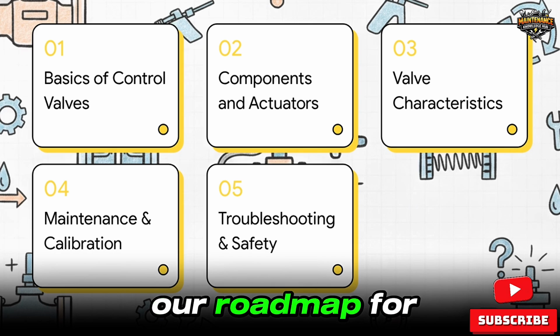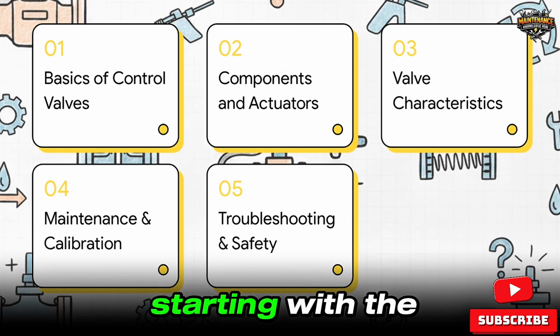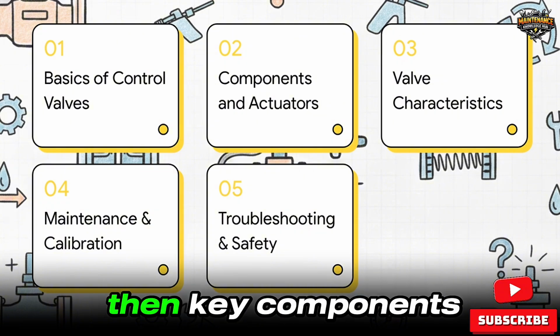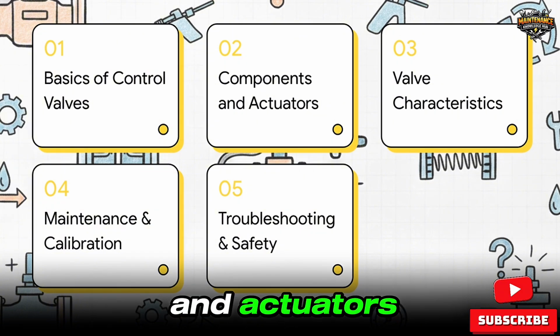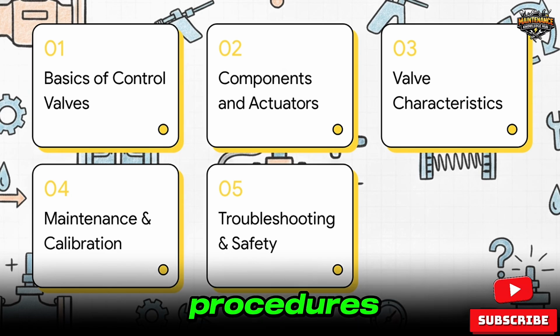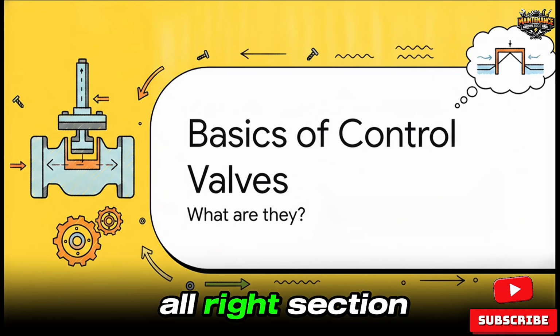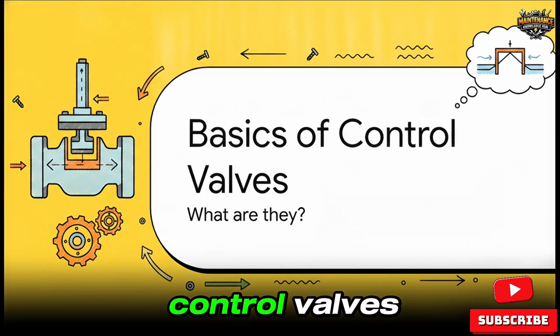Here is our roadmap for today. We're going to move from anatomy right through to action, starting with the basics of control valves, then key components and actuators. Next, we'll look at valve characteristics, maintenance and calibration procedures, and finally, troubleshooting and safety practices. All right, Section 1, the basics of control valves.